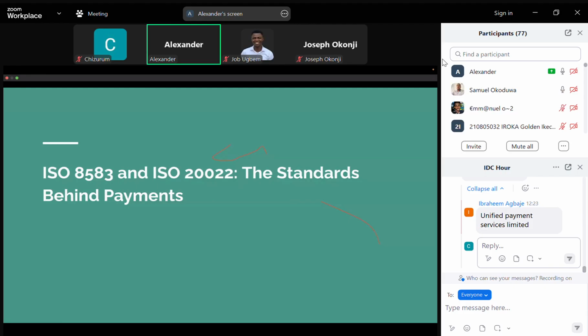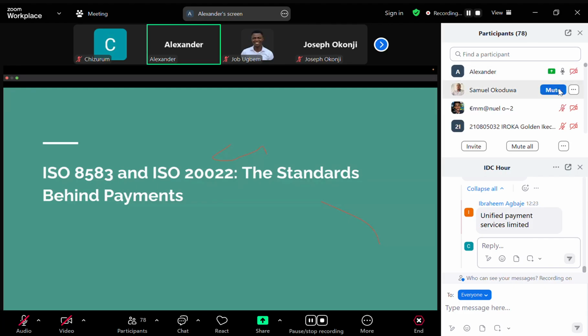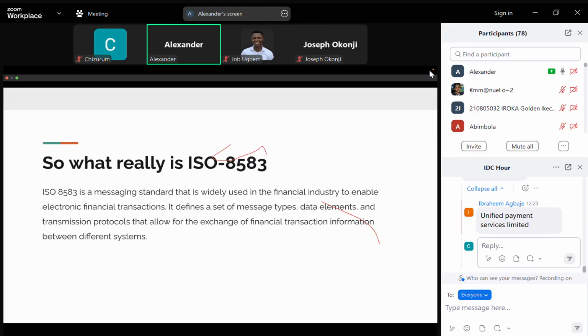So ISO 8583, ISO 20022, the standards behind payment, right? Like I said, that's the backbone of payment. ISO 8583 is a messaging standard that is widely used in the financial industry to enable electronic financial transactions, right?